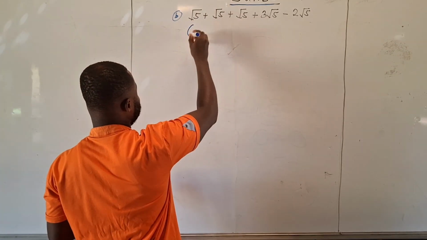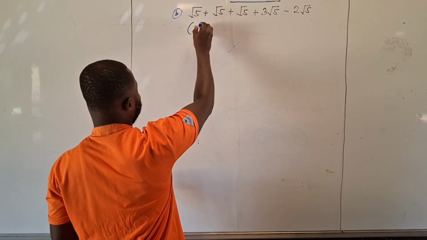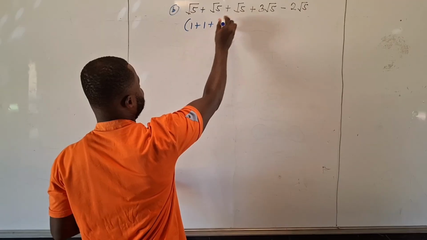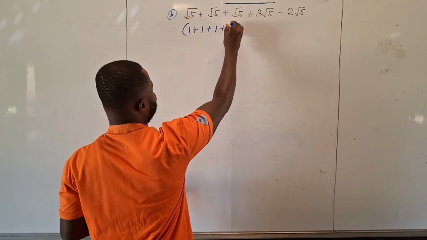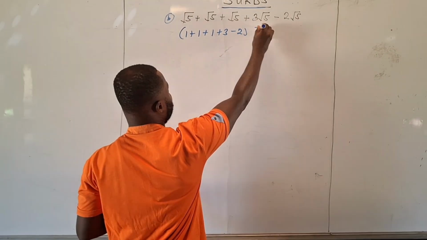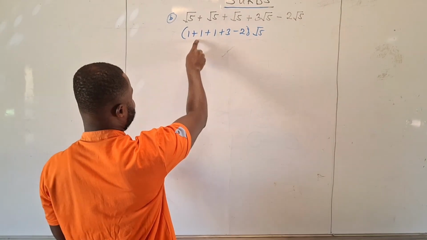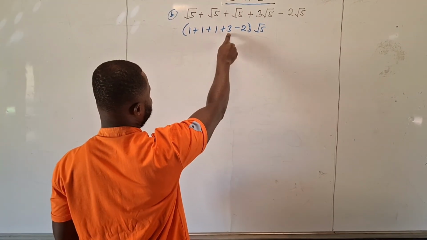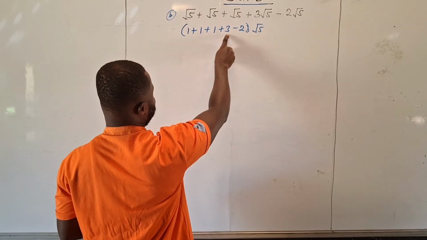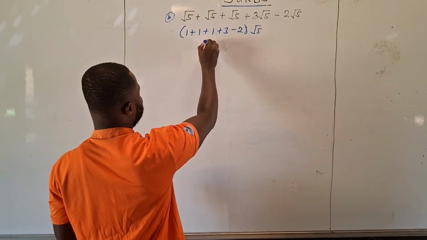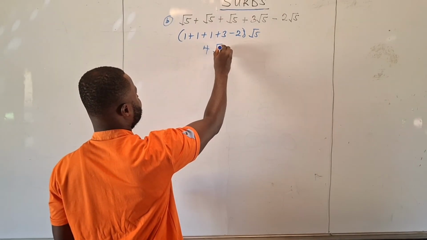So we are going to add and subtract them. This one will be 1 plus 1 plus 1 plus 3 minus 2, all root 5. So 1 plus 1 plus 1 is 3. 3 plus 3 is 6. 6 minus 2 is 4. So here will also give us 4 root 5.